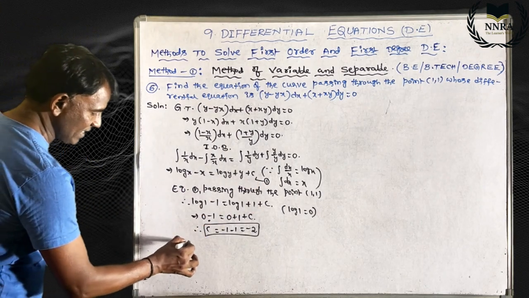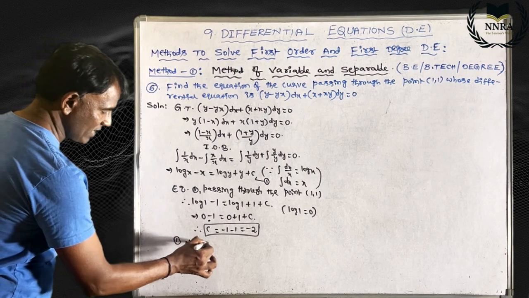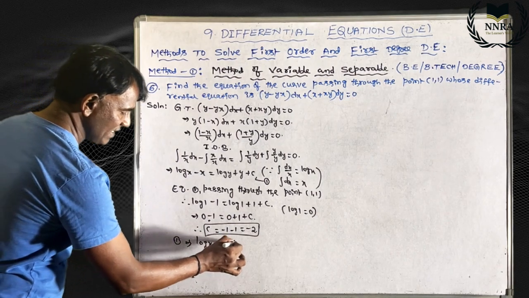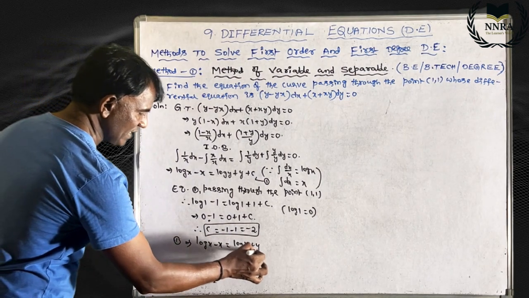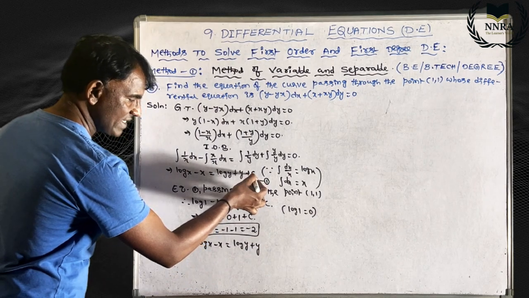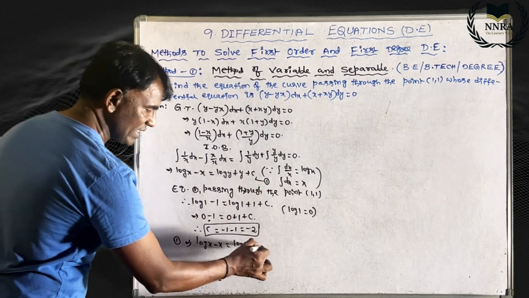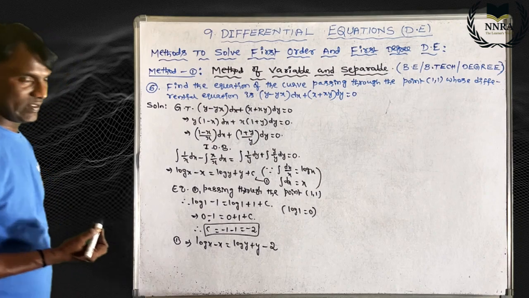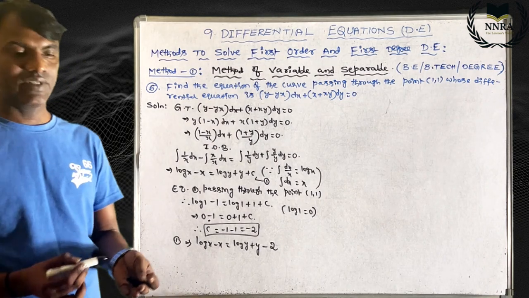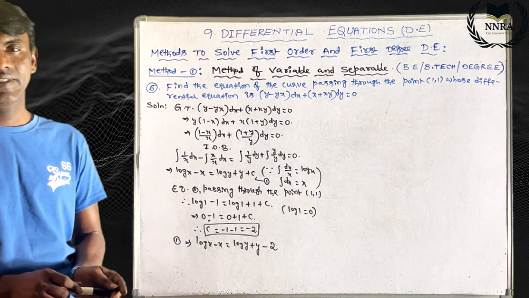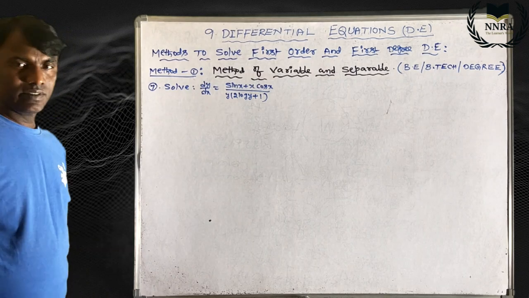Again, from equation number 1, log x minus x, and here log y plus y, and plus c. c is minus 2. Plus into minus, minus. So, minus 2. So, this is the required particular solution of the given differential equation. Clear? This is the 7th one.